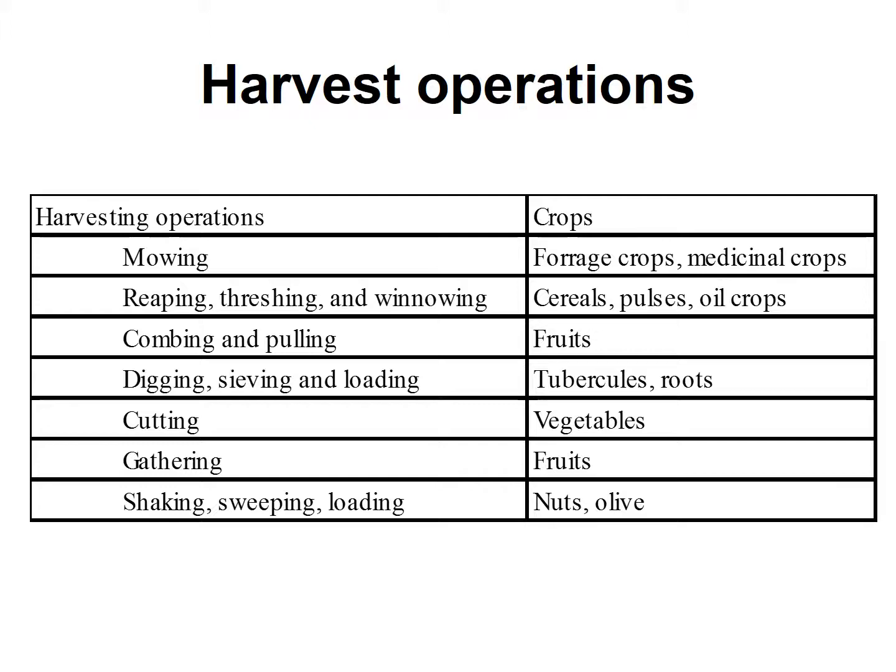Harvest operations are quite variable and could be just mowing, like in the case of forage crops or medicinal crops. Reaping, threshing, and winnowing would be the method of harvesting for cereals, pulses, and oil crops. Combing and pulling for fruits. Digging, sieving, and loading for tubers and roots. Cutting for vegetables. Gathering for fruits. Shaking, sweeping, and loading for nuts and olive trees.